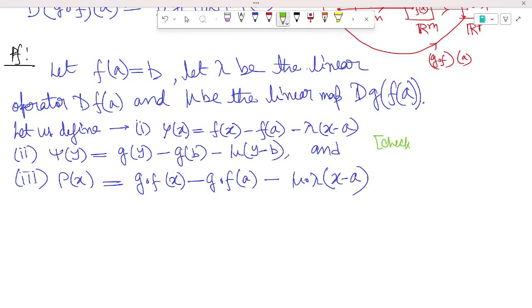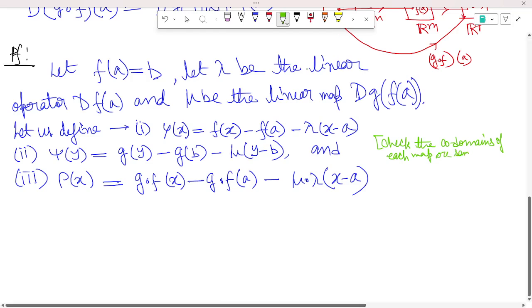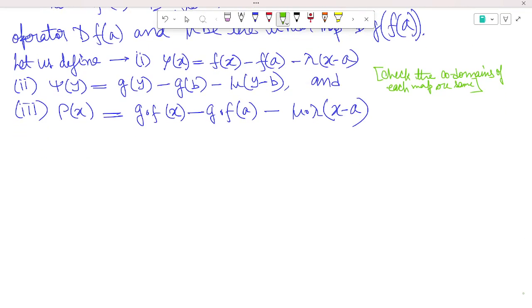Check the codomains of each map are same. I mean codomain, so I can talk about plus and minus. Then we have what we have.